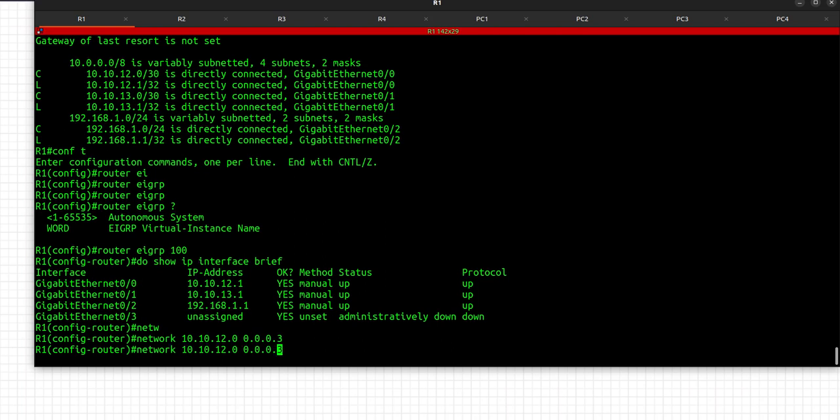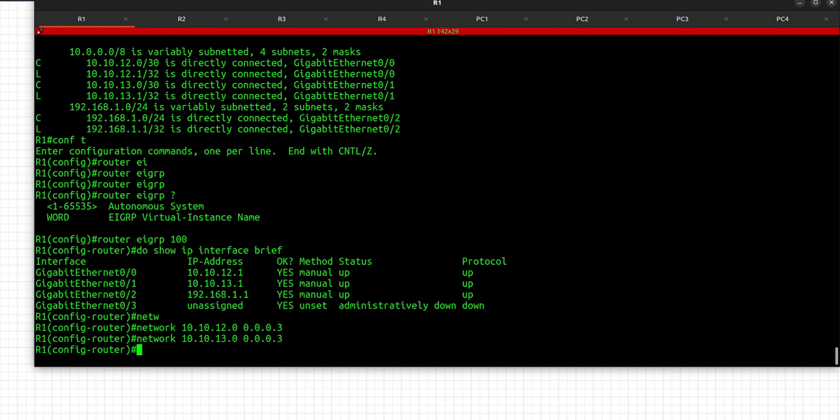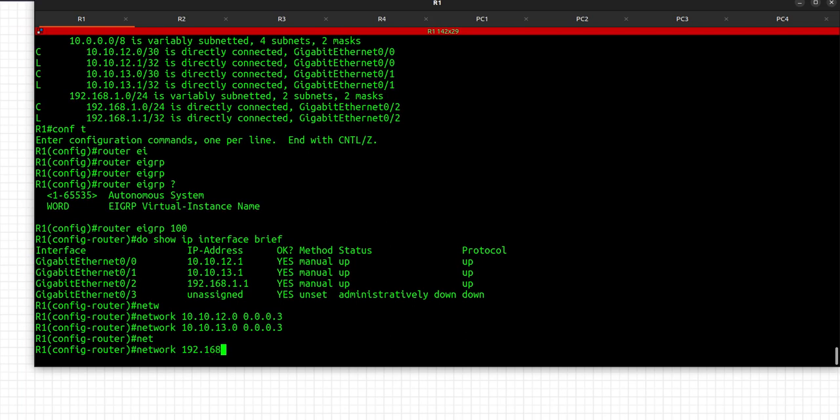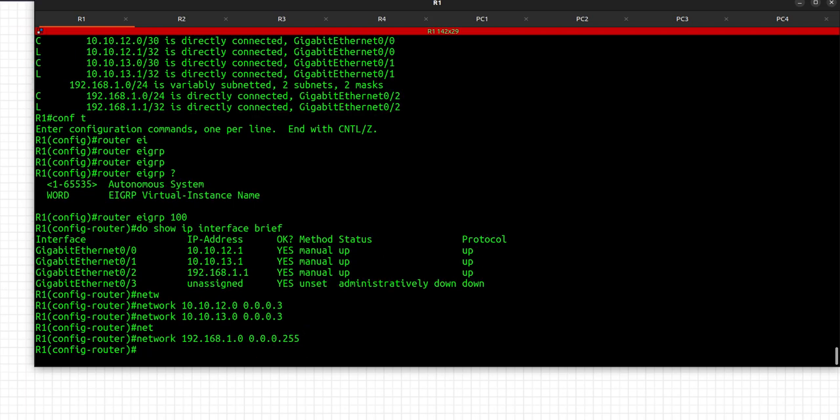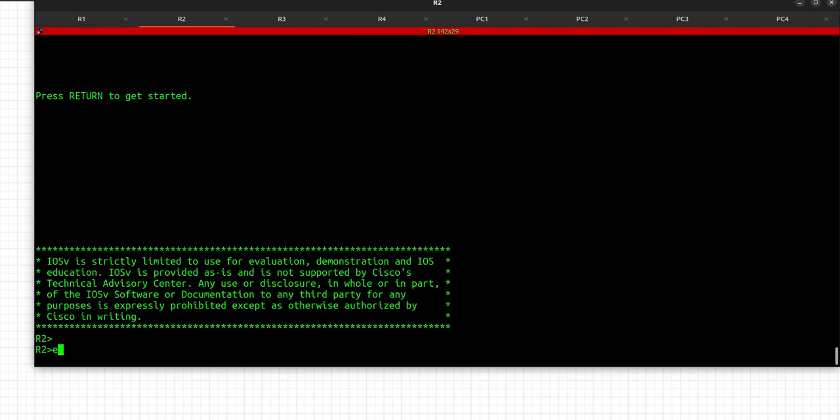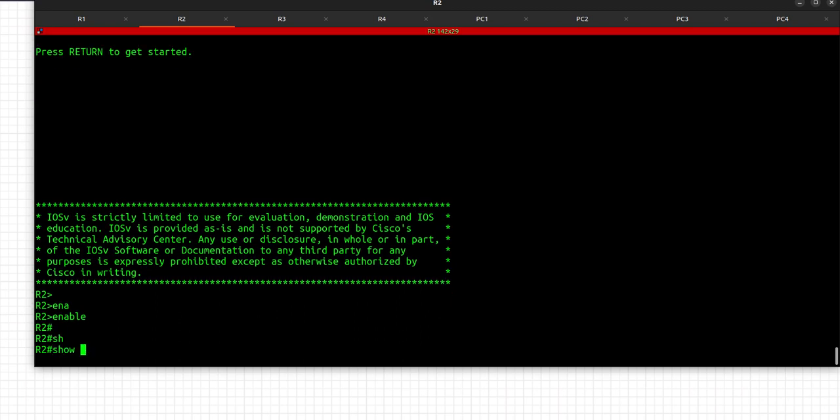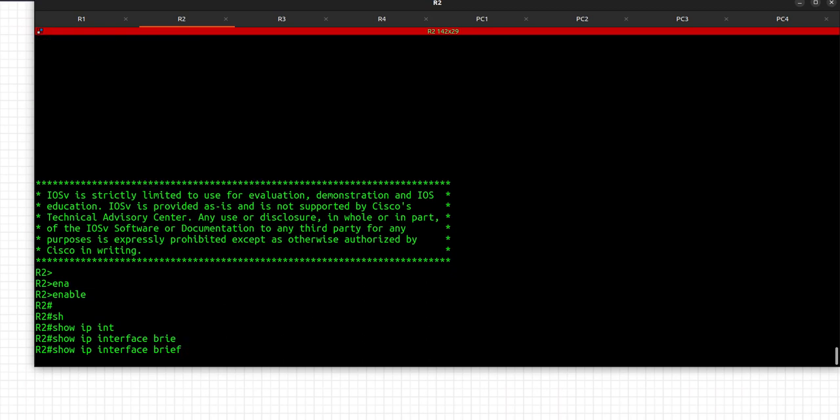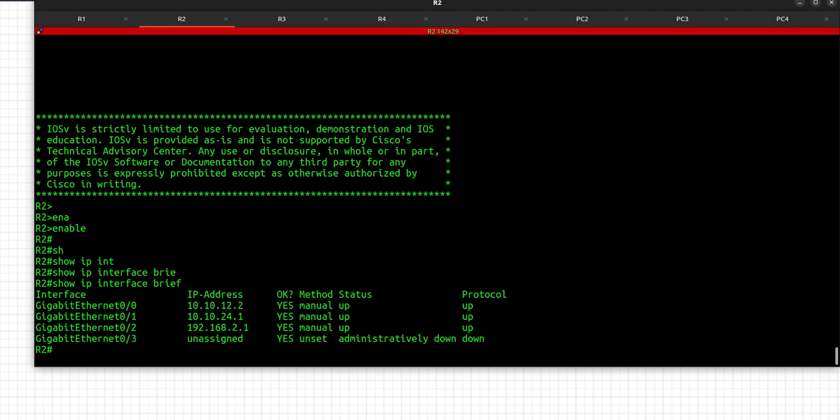The second subnet is 10.10.13.0, also /30, which is 0.0.0.3 at the end, and the last one is the local subnet, which is /24, so 0.0.0.255. Okay, done for router 1. Let's go to router 2. Let's verify that all the interfaces are configured, which is yes.